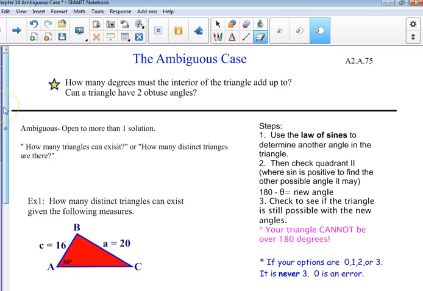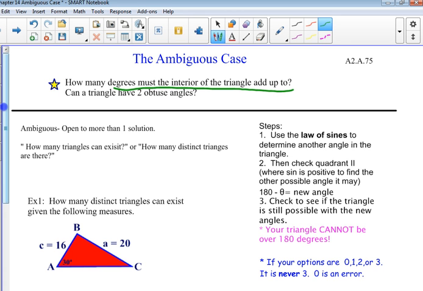This is called the ambiguous case, and it's another application of the law of sines. We've been dealing with the law of sines for about three lessons now, so the idea is going to be very similar, except we have one extra thing we need to pay attention to. We've been talking about this quite a bit.